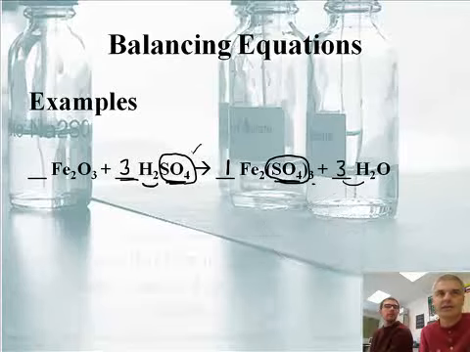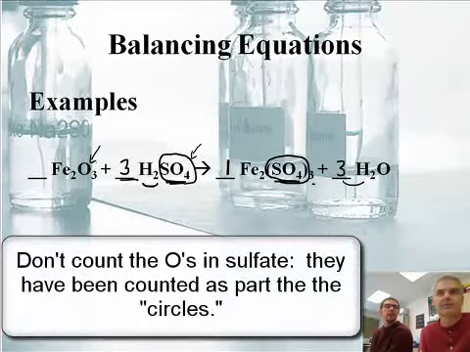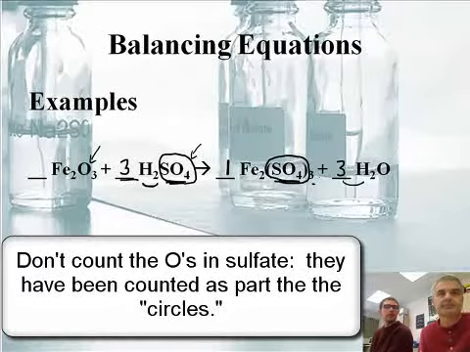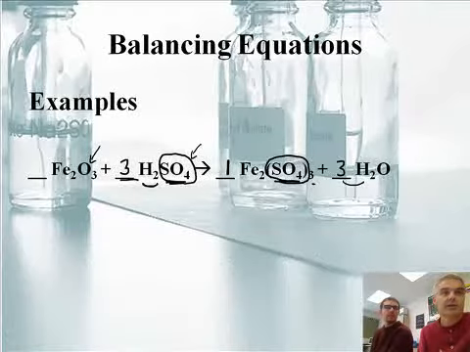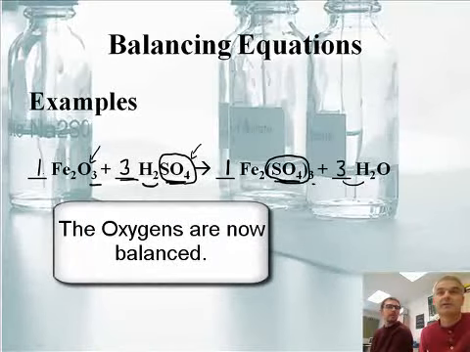Not the O's in the sulfate, but just the O's, because we've already taken care of the sulfate circle. So the free oxygens that are out there, we have 3 on the right and 3 on the left. That's what I want, that's done. And this is a 1. 2 irons on the left and 2 irons on the right, so that's done.